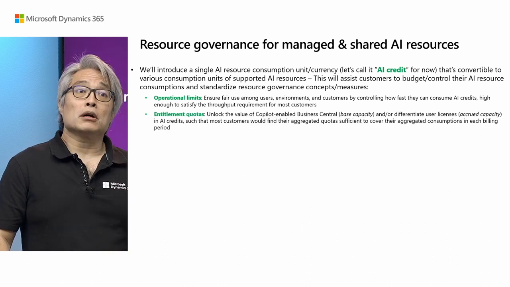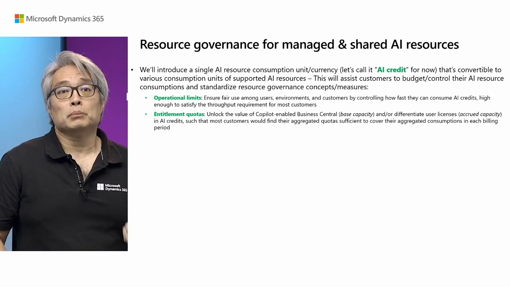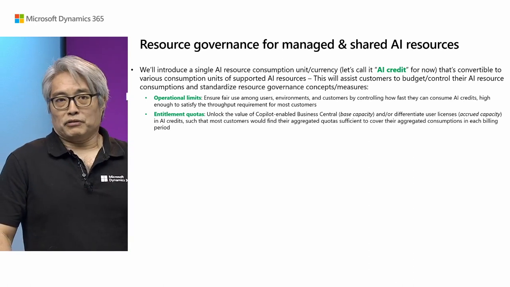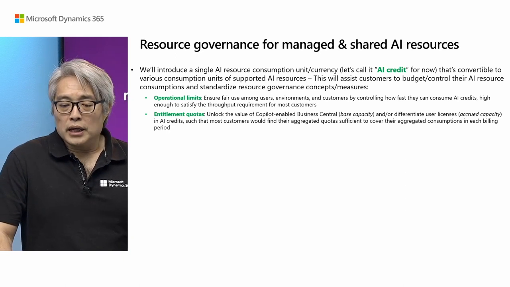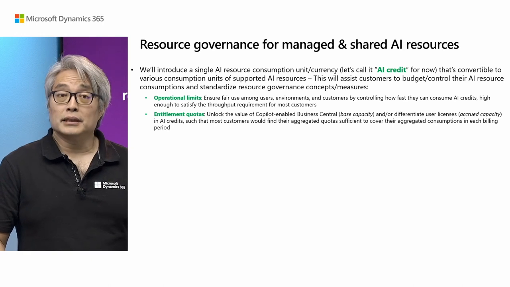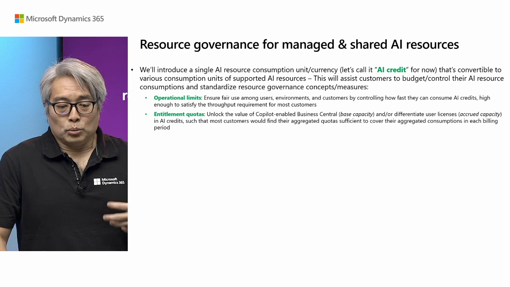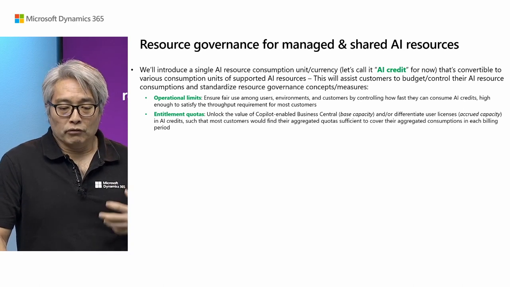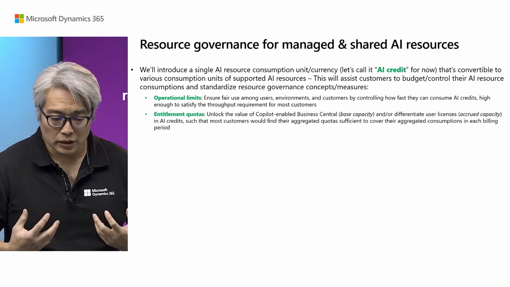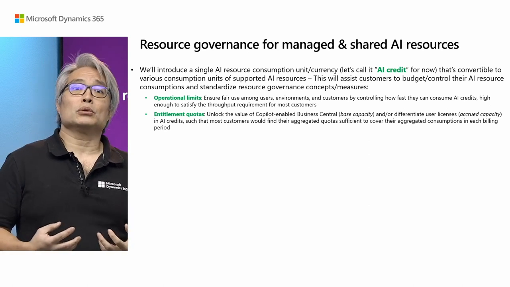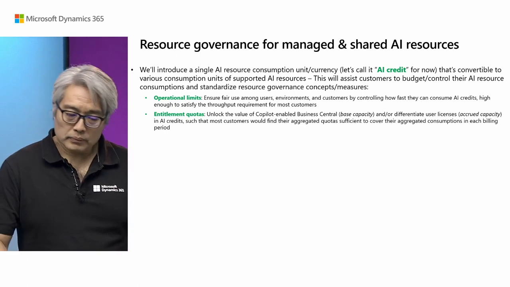We will introduce the concept of entitlement quota to unlock the value of Copilot-enabled Business Central. For example, we will introduce base capacity in AI credit, as well as we can differentiate user licenses by introducing accrued capacity in AI credit to make sure that most customers will find their aggregated quotas of this base and accrued capacity sufficient to cover their aggregated consumption in each billing period.